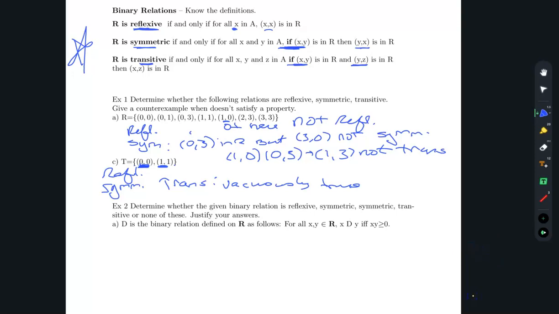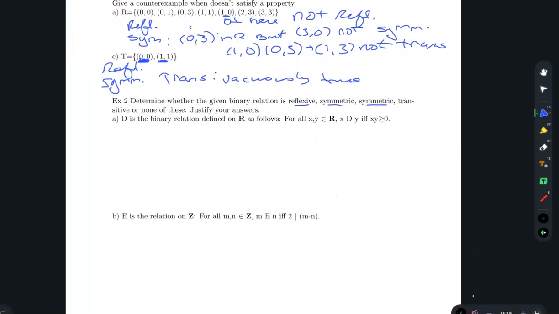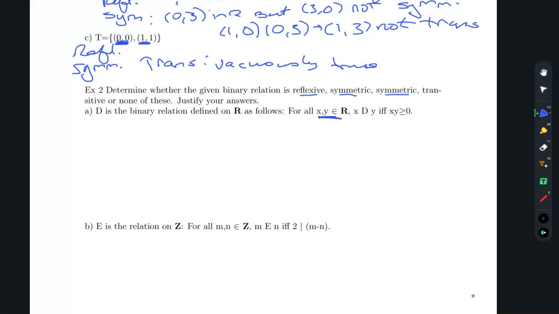So now we're going to look at other kinds of relations and determine whether they're symmetric, reflexive, or transitive. This is going to entail a little bit more proof because it's talking about all real numbers, so we don't have examples of numbers to choose from. Remember that reflexive means every time I have an element in the set, so for any x in the reals, is it true that x times x is bigger than or equal to 0? Yes.